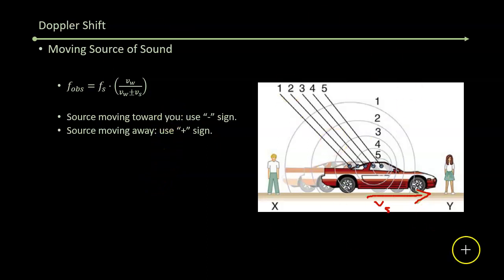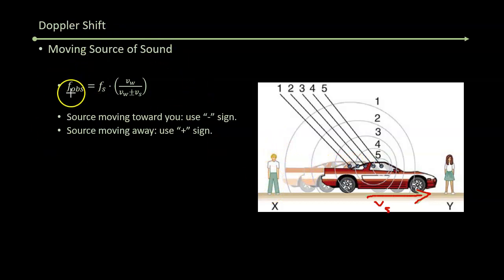And you can see what's happening here. As the car moves along, it's following here the sound wave out in front of it. And so by the time they reach the listener in front of it, where it's going, these are closer together, which makes their frequency higher. On the other side, the car is moving away from the sound wave as it moves. And so those sound waves are being spaced out further, which drives the frequency down.